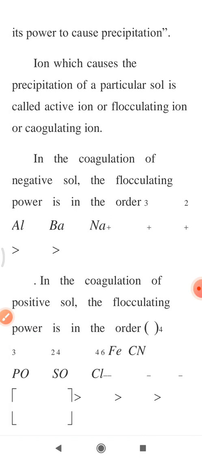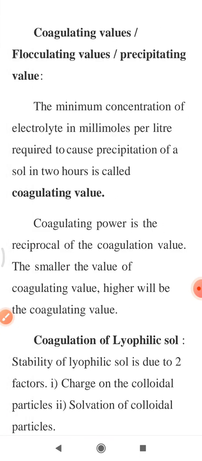In the coagulation of a positive sol, the flocculating power is in the following order. Like the positive charge, negative charges also have a flocculating order. It will be in the order Fe(CN)6 4-, then PO4 3-, then SO4 2-, and Cl-. So, this is about the precipitation.